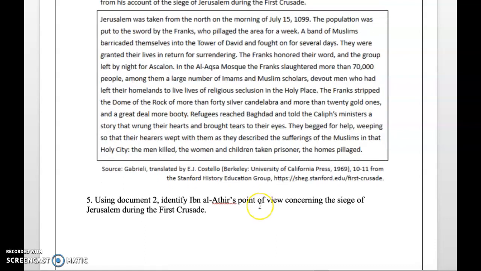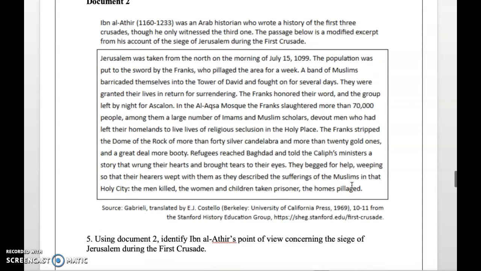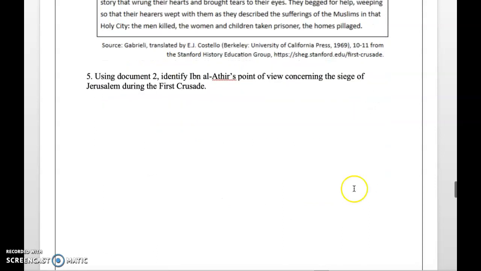So what is this guy's point of view concerning this particular siege of Jerusalem? Okay, so you need to go through that and figure out what he is saying about the Franks. So the Franks were the ones that were attacking. What is he saying about them? Is he saying they're good? Is he saying they're bad? Is he saying they're a little bit of both? You know, they did this one thing, but they still did this other thing. And then what is he saying about what they did to the place and the people there? Okay, so what is his point of view?